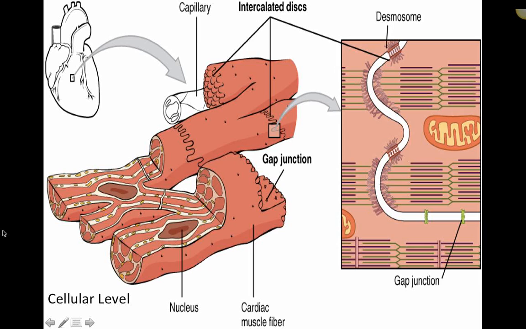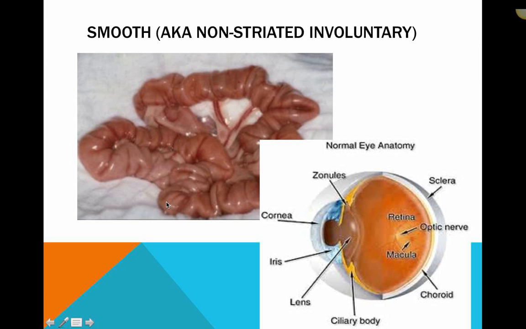And they're in a branch. Rather than being a nice long strand like your skeletal muscle, they're branched. Their actual appearance is in a branch.